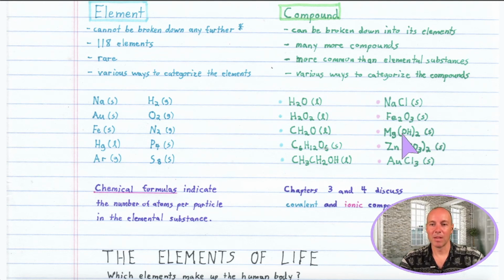Ionic compounds, you'll almost always see a metal in there. So like sodium chloride, solid. Iron, this is called iron 3 oxide, solid. This is actually rust. Magnesium hydroxide, solid. This is the substance you find in milk of magnesia. Zinc nitrate. Gold chloride, gold 3 chloride actually is the name. So these are ionic substances and these are covalent substances, and we'll talk about those later.